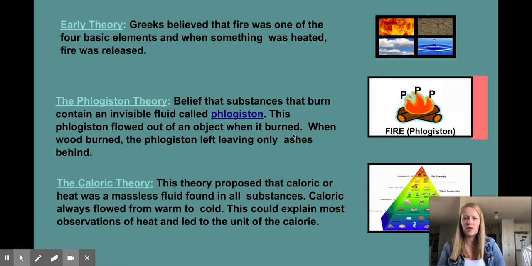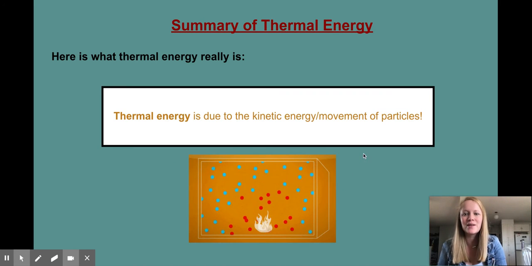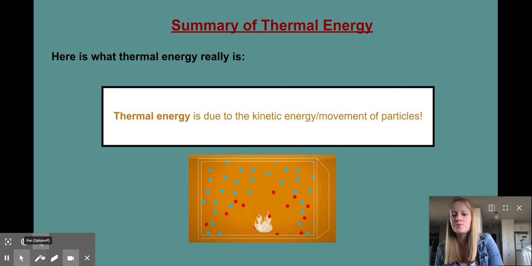So I'm not going to focus a lot on these. Feel free to read through these. I've posted these notes. But basically what we know is we've learned from these scientists and we've moved on. And now what we're going to focus on today is the fact that those were all wrong. And we're going to focus on what we actually know now, which is more correct. And this is what thermal energy actually is.